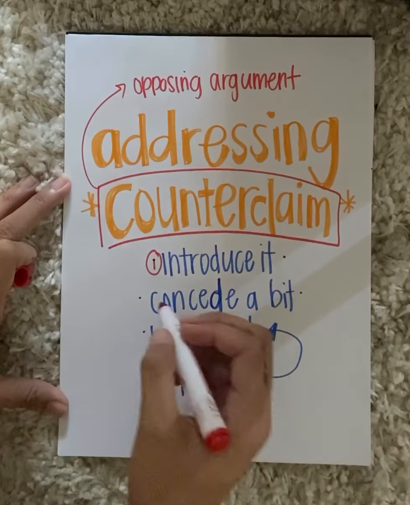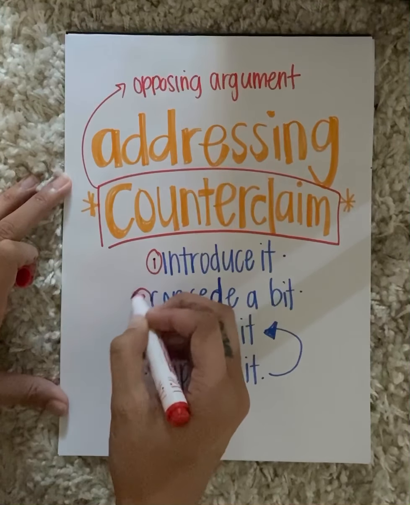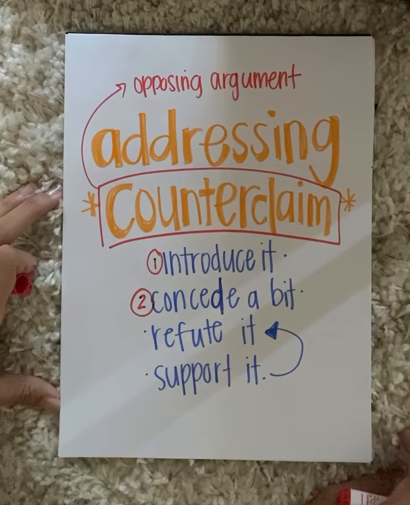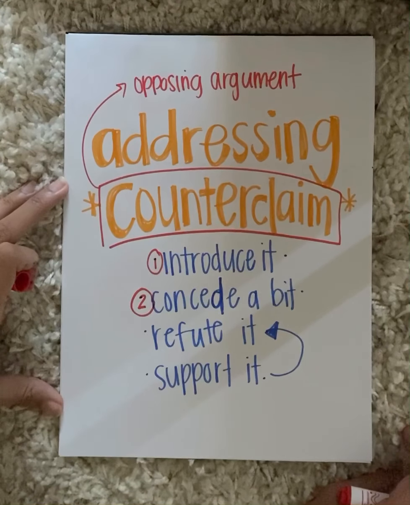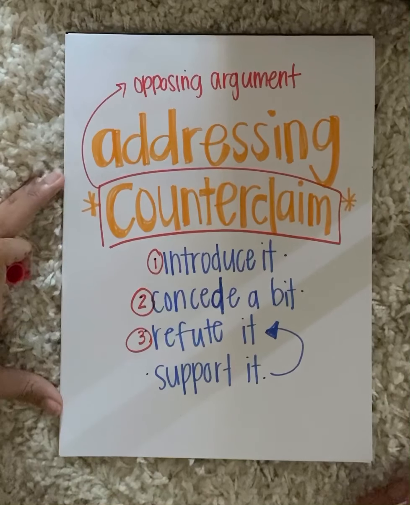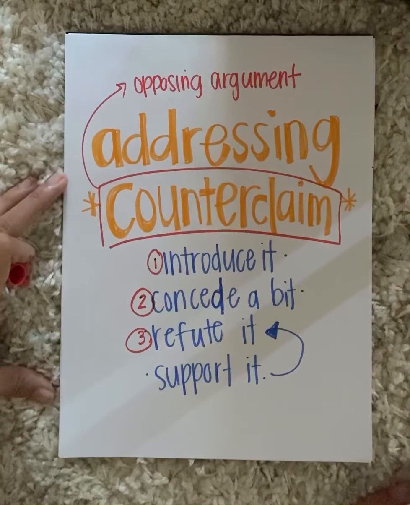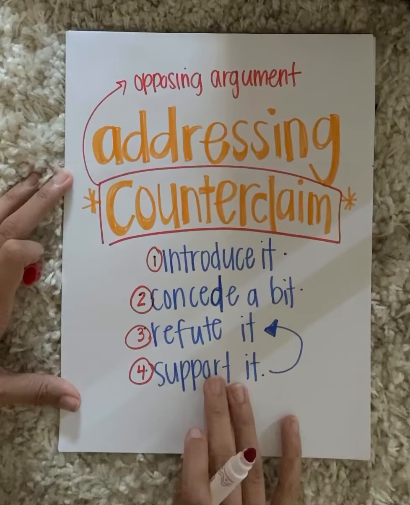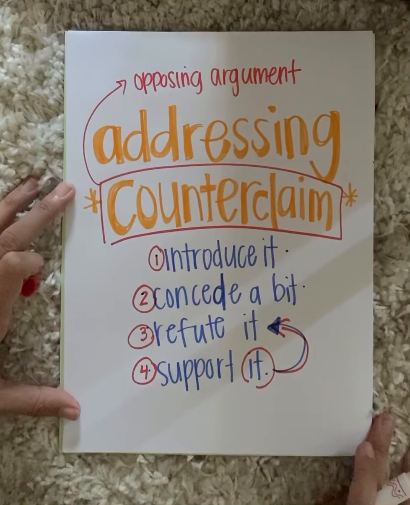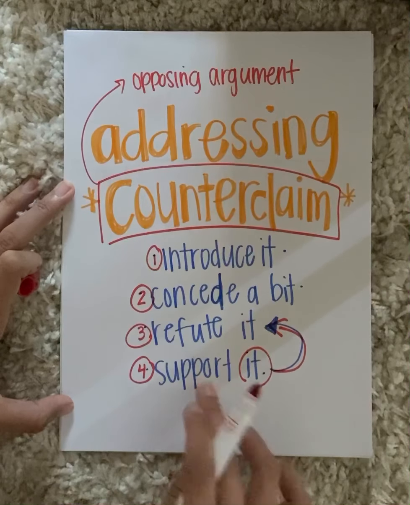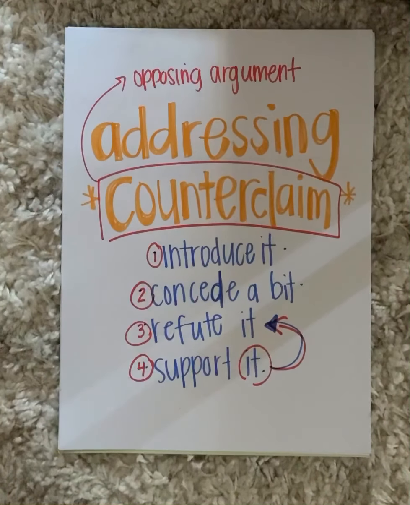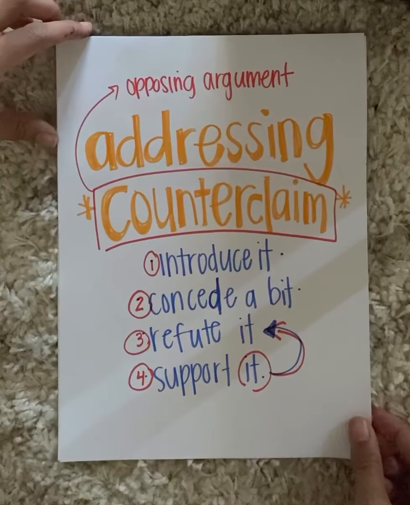First, introduce the counterclaim. What is it? Second, concede a bit. Including a concession is designed to make our listener more likely to hear our argument because they think that we can see the merit in their side. 3, refute it. Explain why what they believe is wrong. 4, support it. This "it" here refers to our refutation. We want to support our refutation with evidence, and typically this evidence looks like clear evidence that goes against the counterclaim. That's a lot. Let's dive into it step by step.